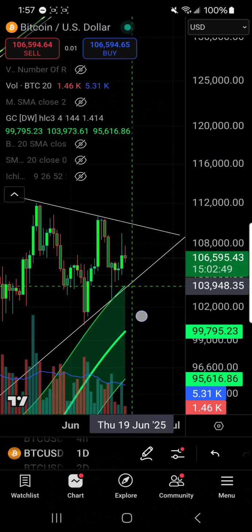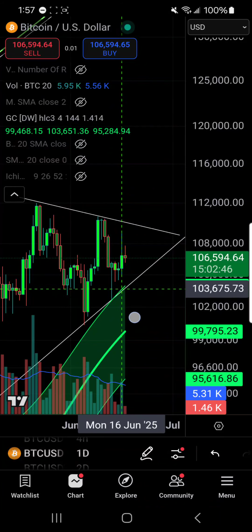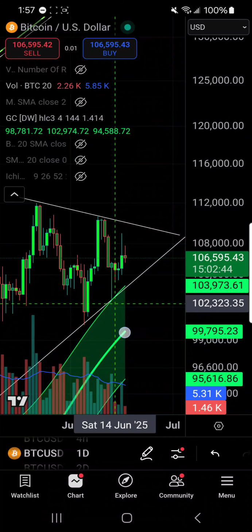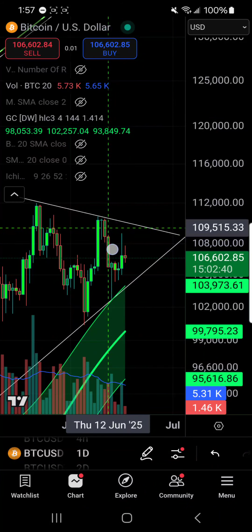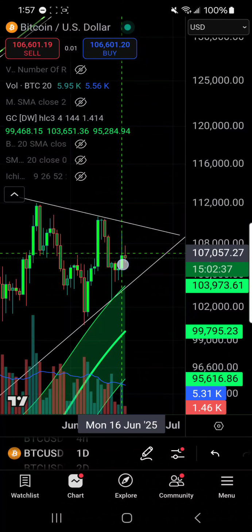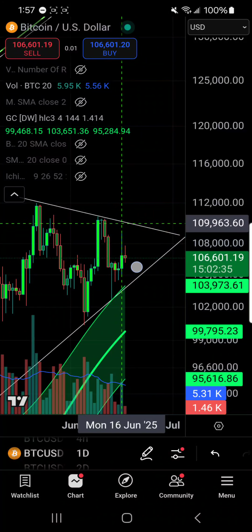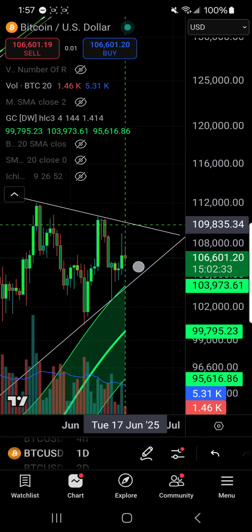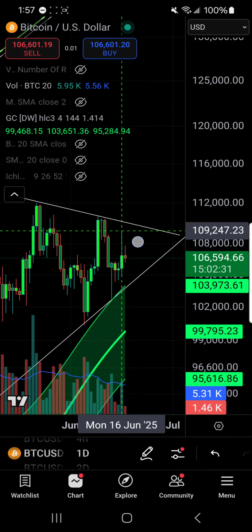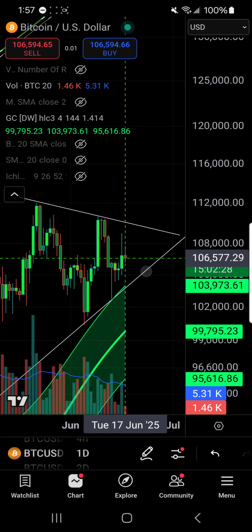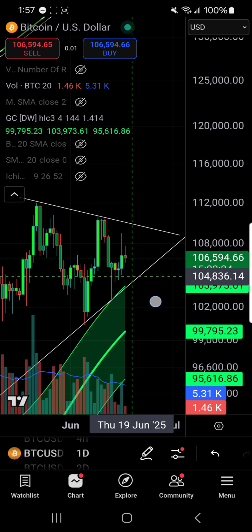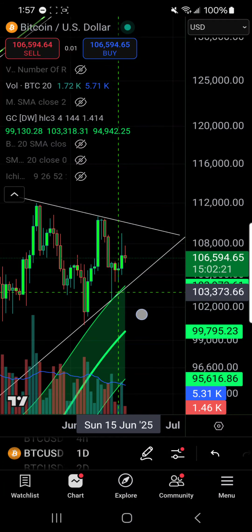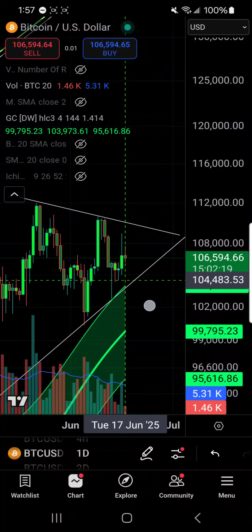So if we were to come back down and test the triangle one more time, we'd actually wick into the top of the Gaussian channel. But my argument is that here in the later stages of this consolidation, we did not come all the way up to the top of the triangle on this move up. And so therefore, I don't necessarily believe that we will come all the way back down to the bottom of the triangle here. So I'm looking for a retest of that.